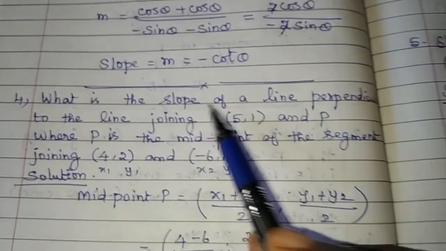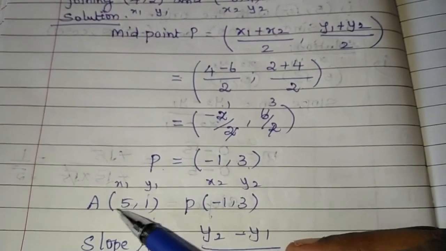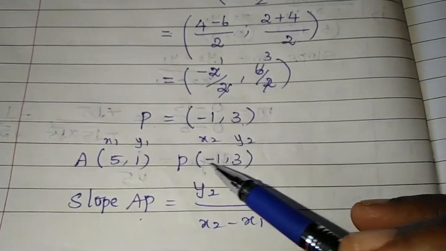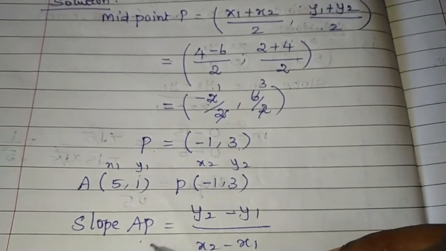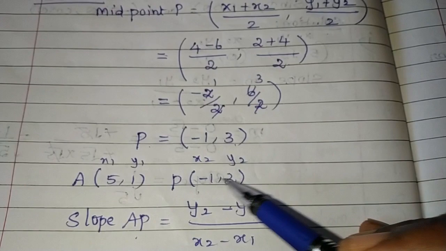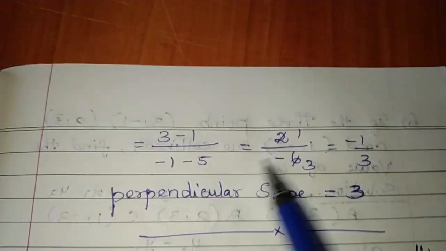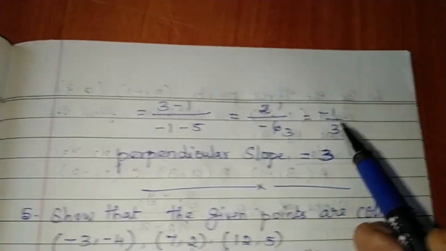Next we want to find the slope of AP. Slope of AP. A I will take x1 y1, P x2 y2. Now slope of AP equal to y2 minus y1 by x2 minus x1. 3 minus 1, minus 1 minus 5. 2 by minus 6. Cancel, minus 1 by 3.